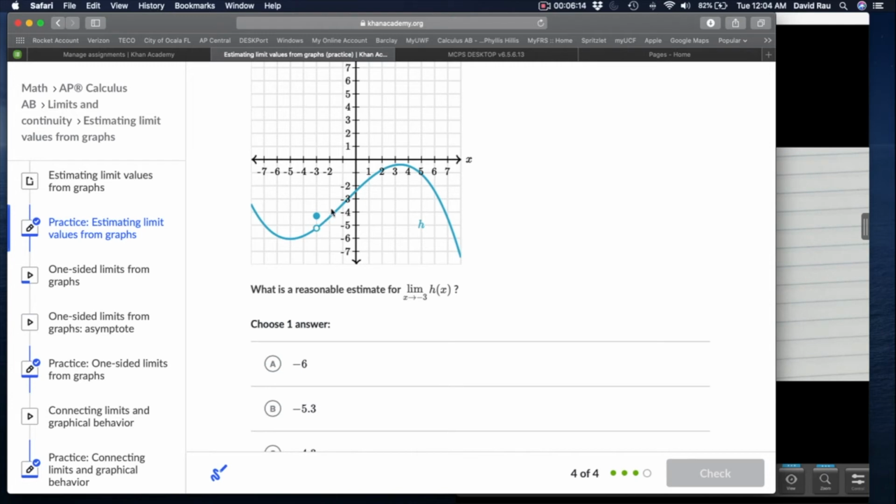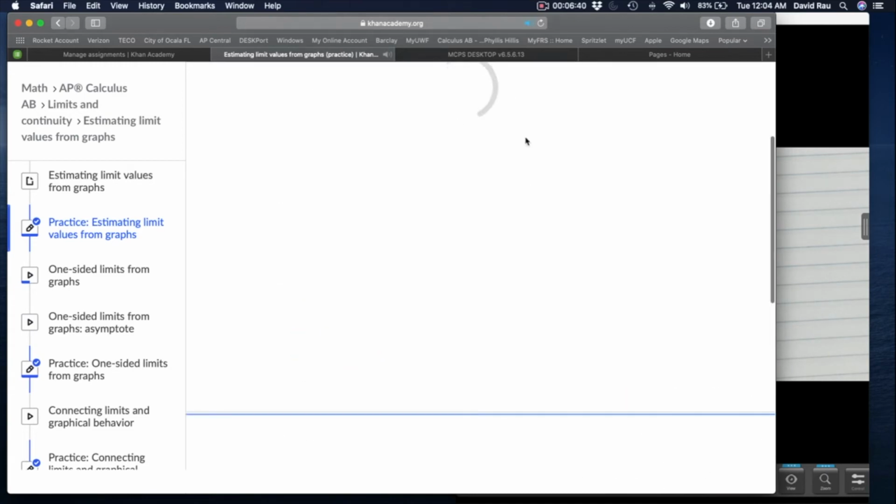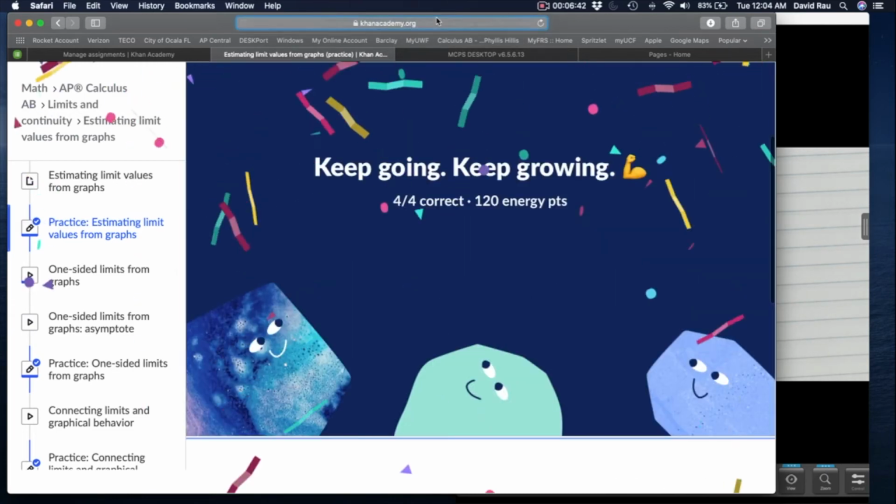When you approach -3 from the right-hand side, it's also moving towards this exact same point a little bit below -5. And so that means the limit does exist. In other words, both sides are moving towards the same point here. Again, don't worry about where the closed or open circle are. Worry about where the paths of the graph are moving towards. And they're both moving towards a little bit more negative than -5, which would be -5.3. All right, we'll do a few more.